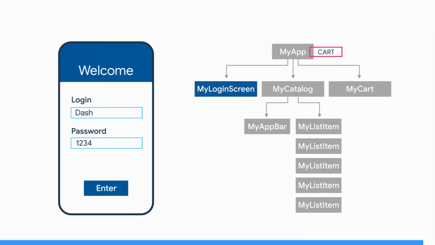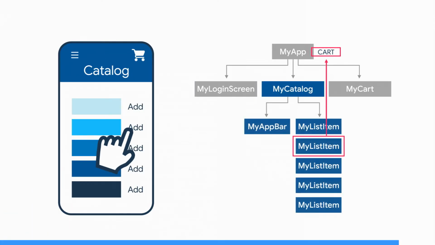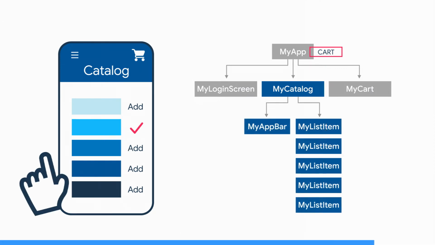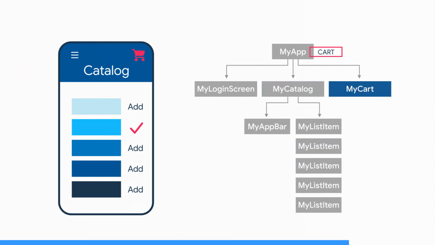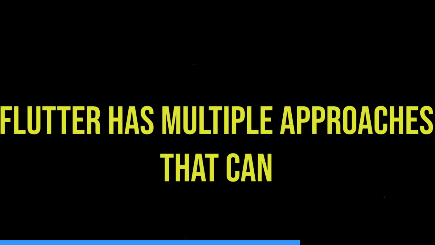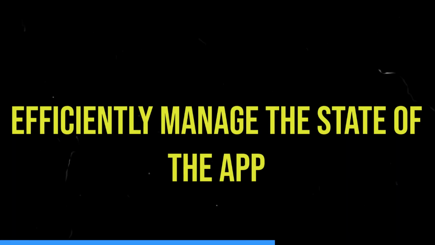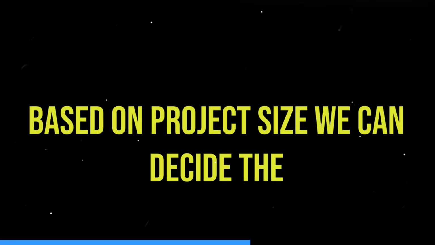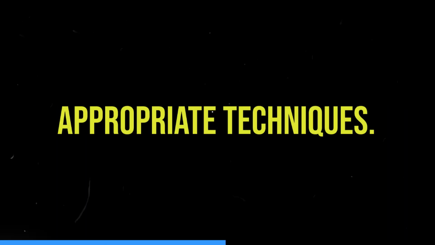In typical applications, it is a common use case that a change made in point A reflects some changes in point B, that is called state management. It can also be understood by this illustration. Flutter has multiple approaches that can efficiently manage the state of an app. Based on project size, we can decide the appropriate technique.